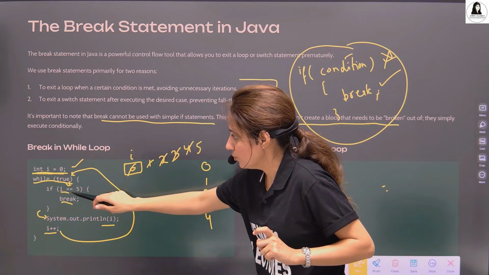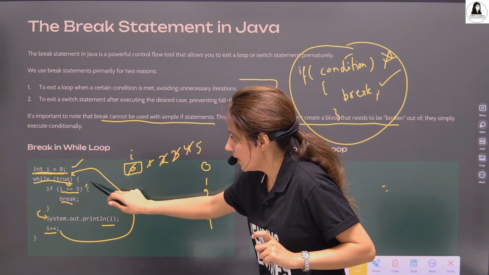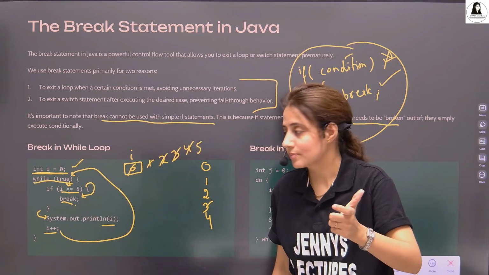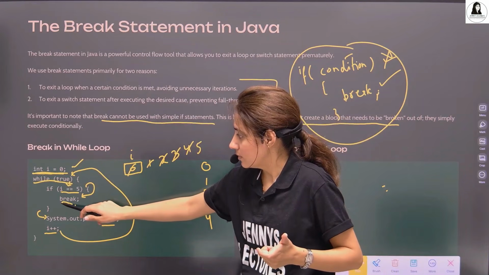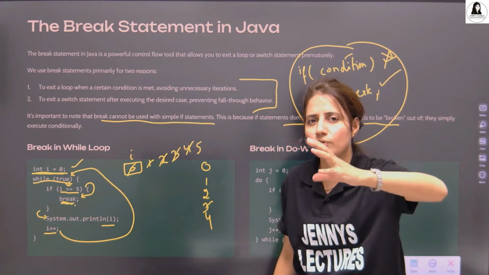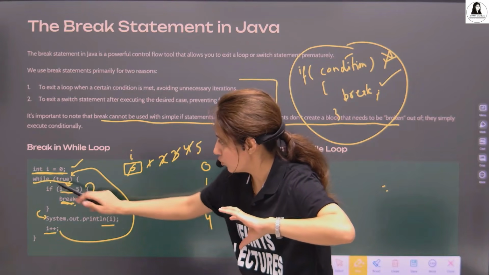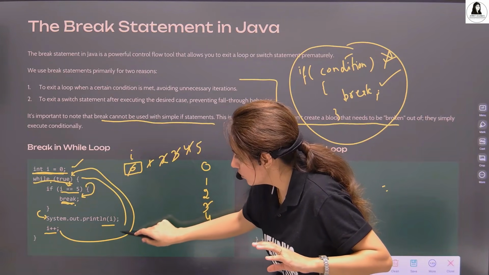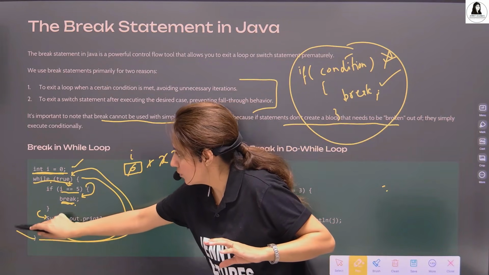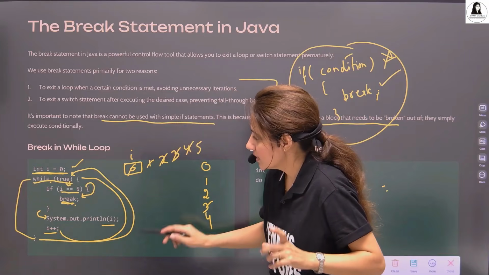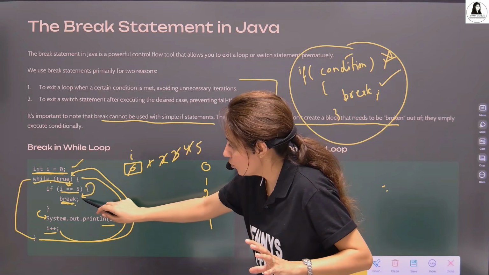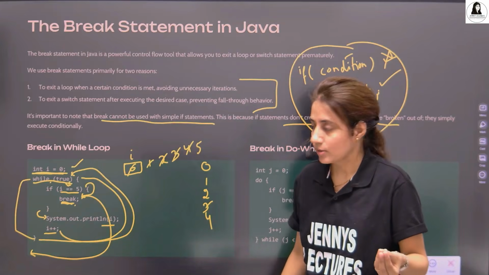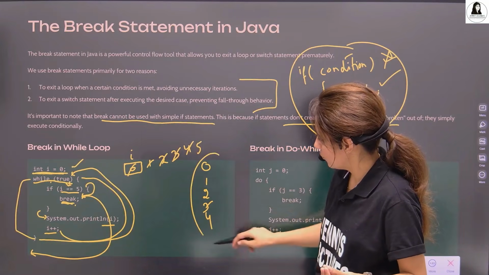If this condition is true, then only the control will enter within this if block, and within this if we have break. Break means exit the enclosing loop of this break. Here we have this while loop. Out of this complete loop, so this loop is from here to here. Right now after break, the control will be directly here and there is nothing out there. So simply 0 to 4 would be printed.